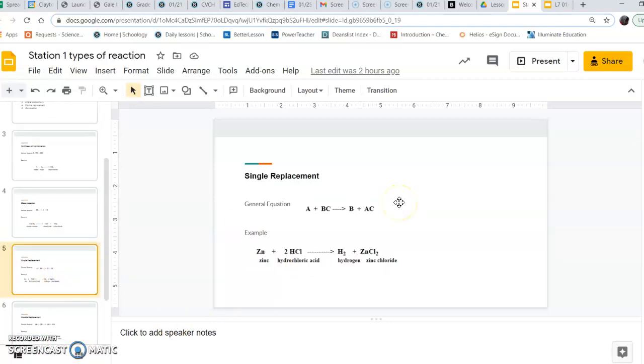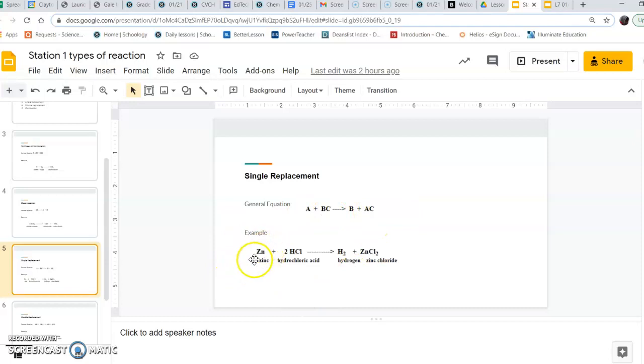Okay, so a new category is called replacement reactions, and it pretty much, as the name says, is when one thing replaces something else. So the general equation here is A plus BC yields B plus AC. So as you can see here, A replaces B. Could A have replaced C? Sure, it could. It still would be a replacement reaction. Okay, so A replaces B.